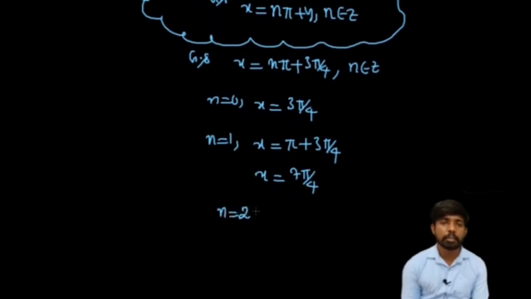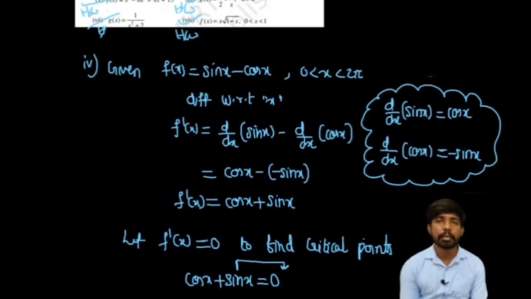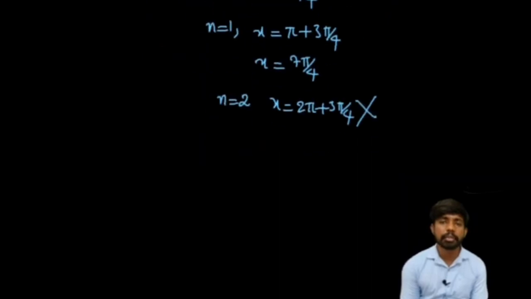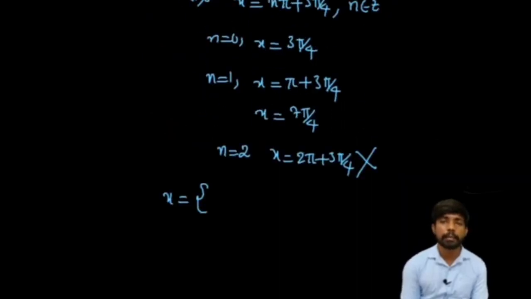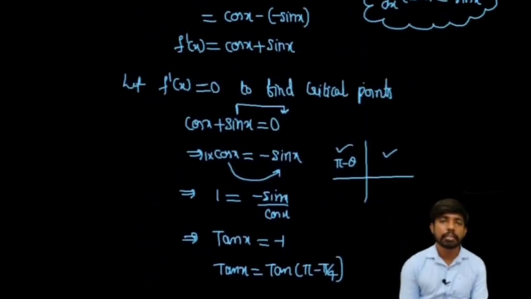And substitute n is equal to 2. So x is equal to 2 pi plus 3 pi by 4. That means this value is exceeding 2 pi. What is asked? The x value should lie from 0 to 2 pi. So this value is exceeding 2 pi because of the addition of 3 pi by 4 to 2 pi, so we are not considering this. Therefore, the x solutions we have are 3 pi by 4 and 7 pi by 4. That's all. These are the x solutions which lie from 0 to 2 pi.